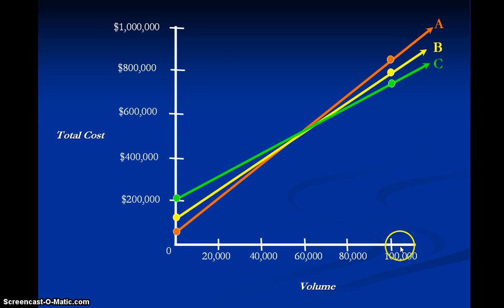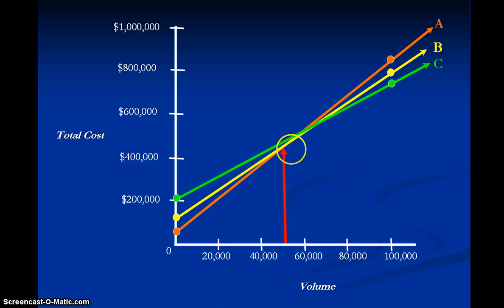If we go all the way onto the right side of the graph where our production volumes are very high, say 100,000, our order has switched. The lowest cost now is C due to its very small variable cost, and then B, and then A is our most expensive. So what we want to do is find the regions over which each of these lines is preferred.